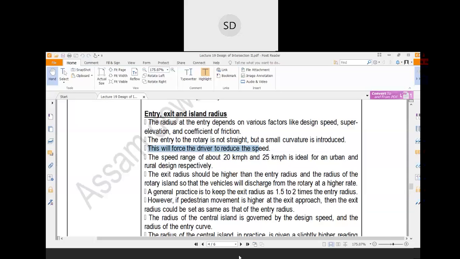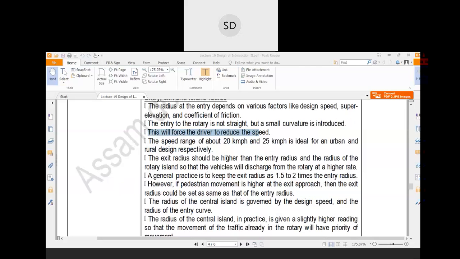Now the speed range of about 20 km per hour and 25 km per hour is ideal for urban and rural design respectively. So its maximum value is up to 30 km per hour for the urban area and up to 40 km per hour in the rural area.